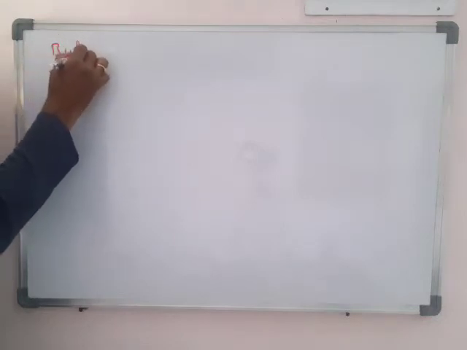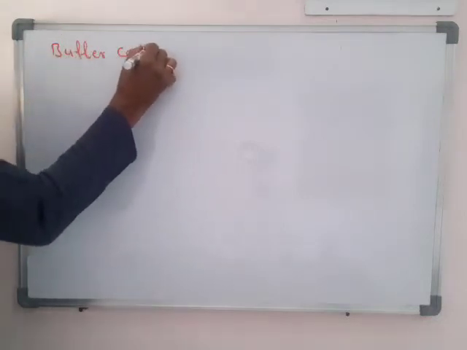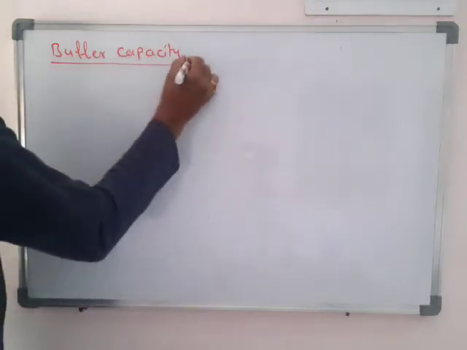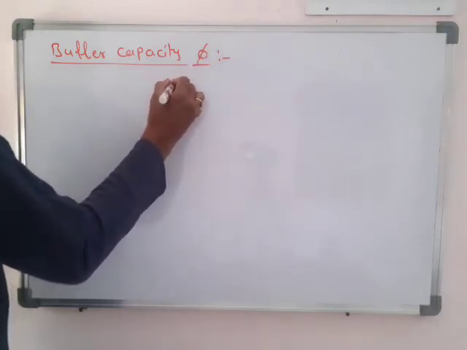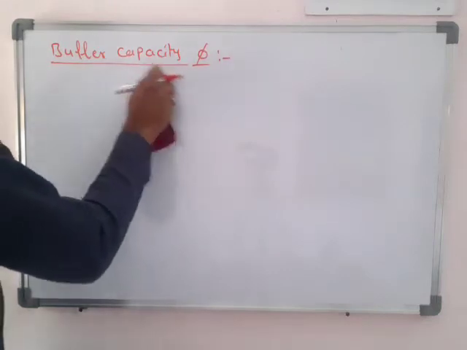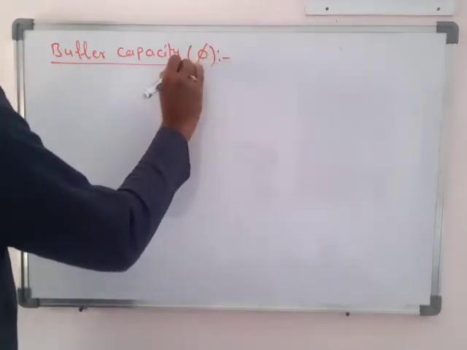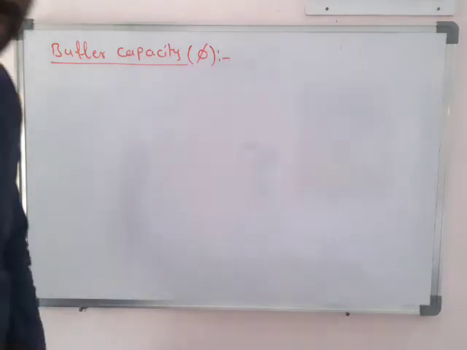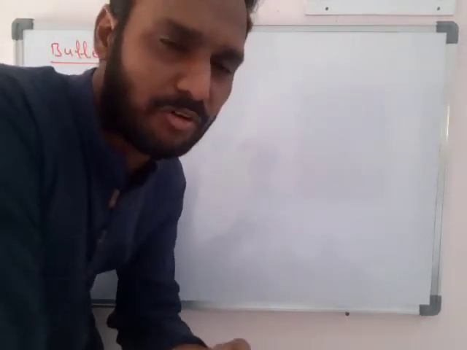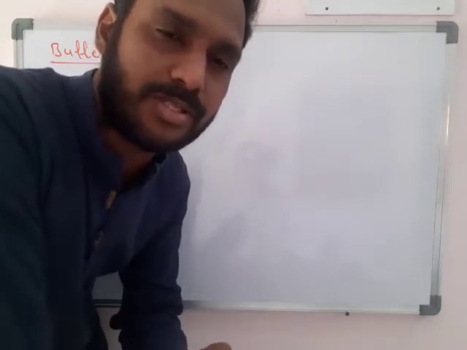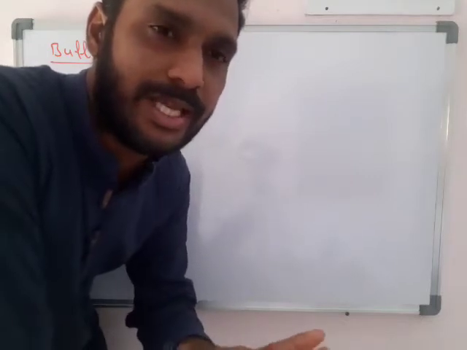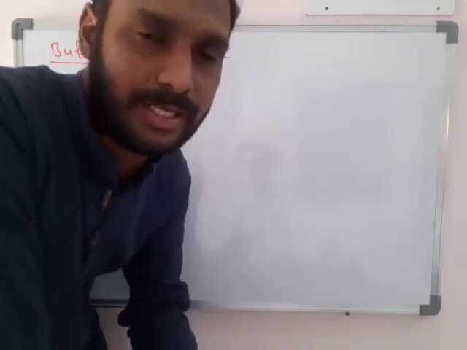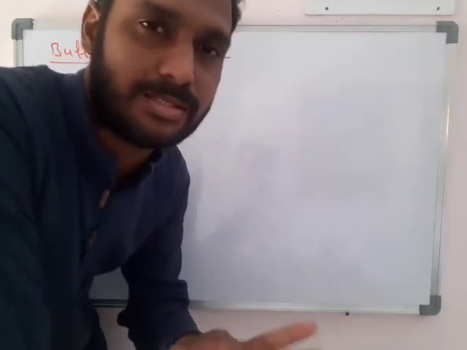Let's see a very important one, that is buffer capacity. Buffer capacity is called phi, it is named as phi. So what is buffer capacity? We know many buffer solutions. We know the buffer solution definition, that they resist change in their pH value by the addition of few amounts of strong acids and strong base.